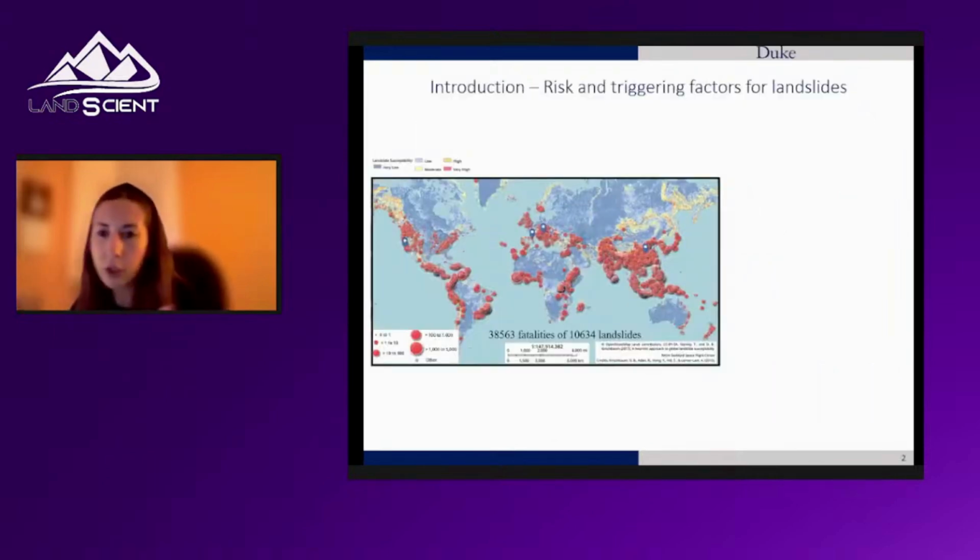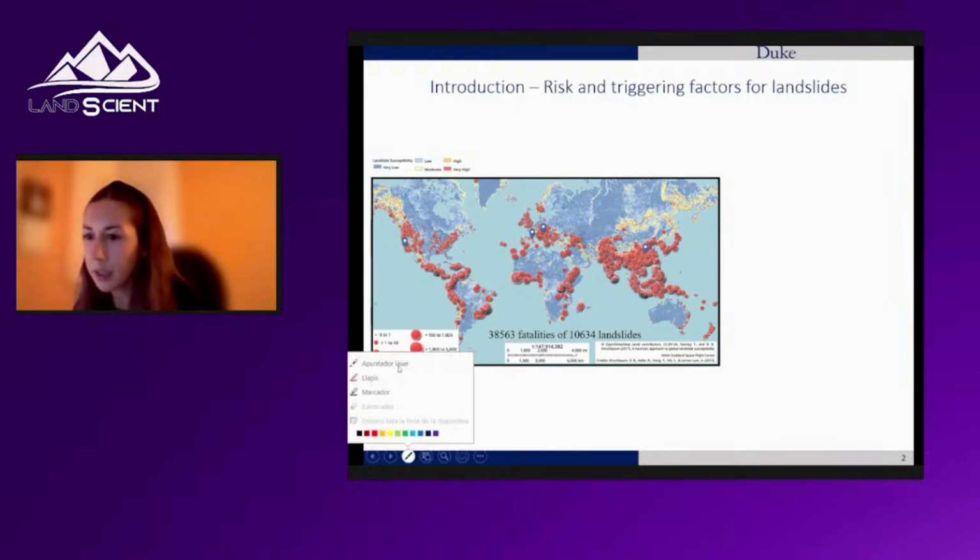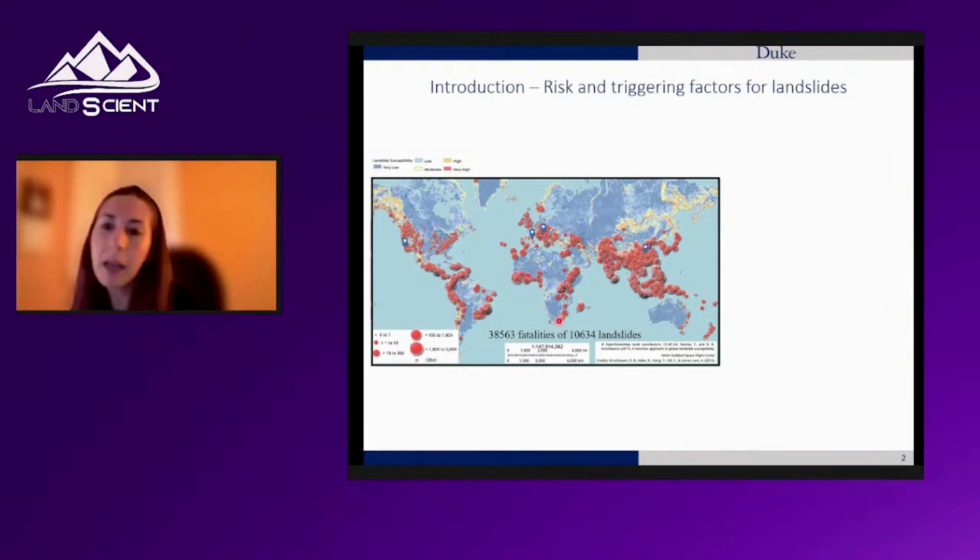So I will do a short introduction. So here we can see a world map, which is a repository from NASA of all the landslides that have been recorded in history, which are over 10,000 landslides. And from all of them, they have caused over 38,000 fatalities.